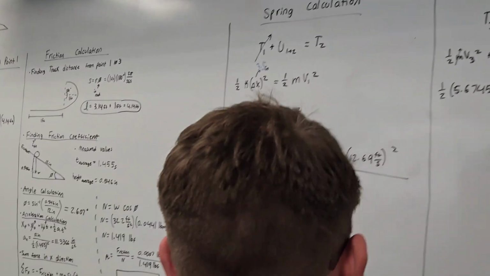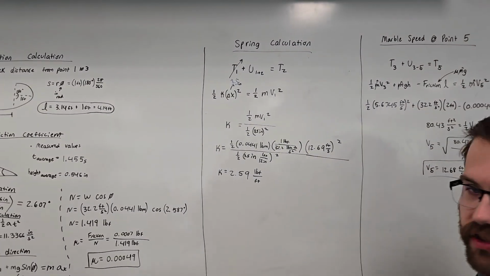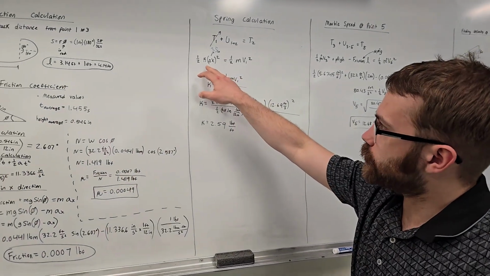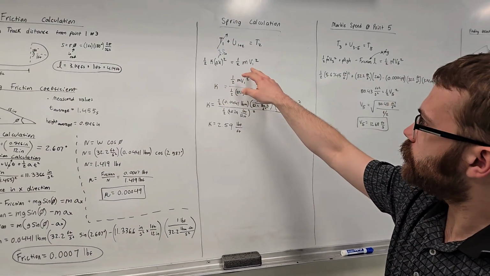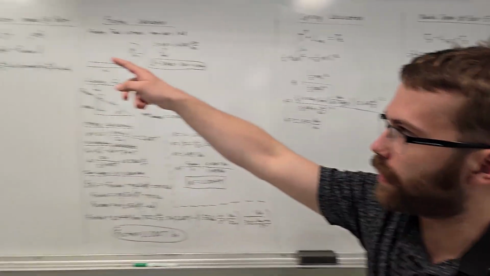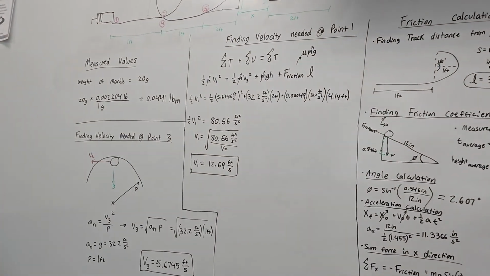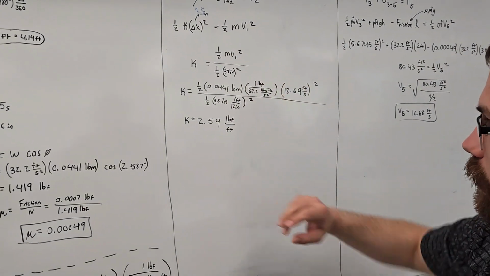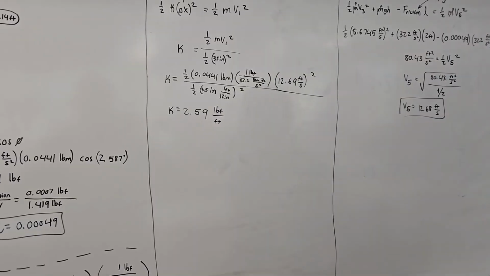we realized that we only had to pull this spring back 3.5 inches when we would test it on the track. And so we used this knowing that the potential spring energy has to equal the initial kinetic energy coming out at point 1. And we used that 3.5 inches as the delta x to calculate the K value as 2.59 pounds force per foot.